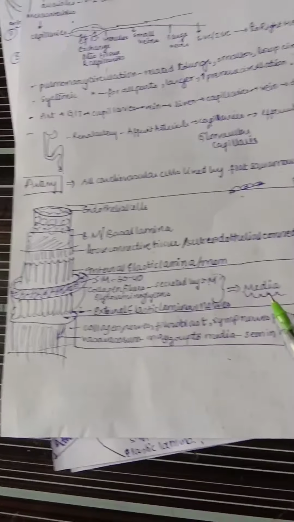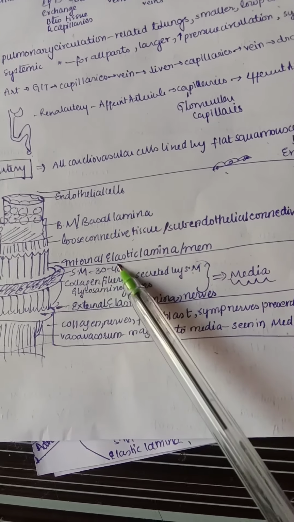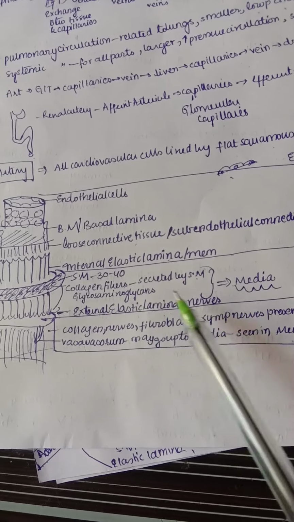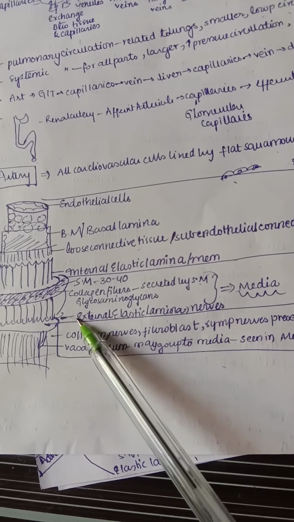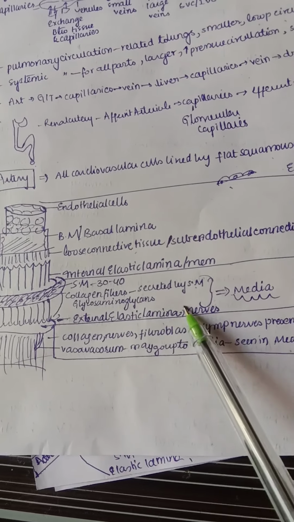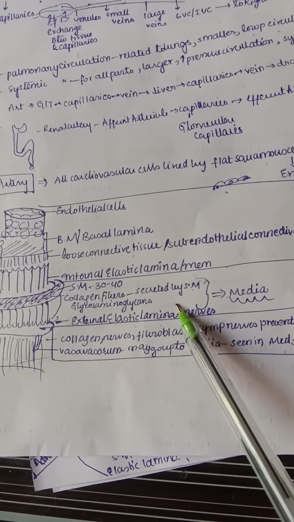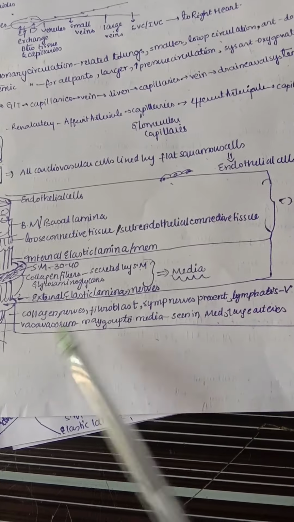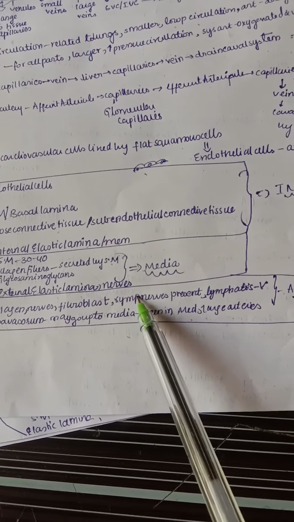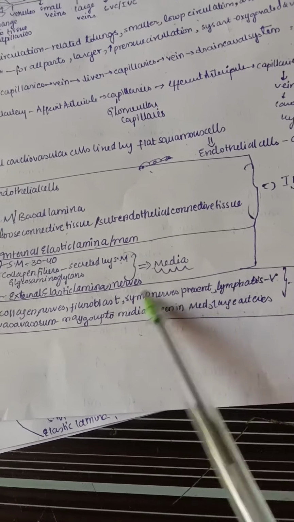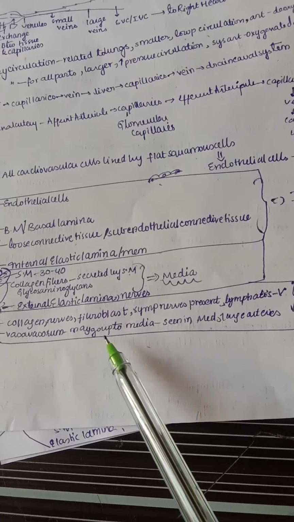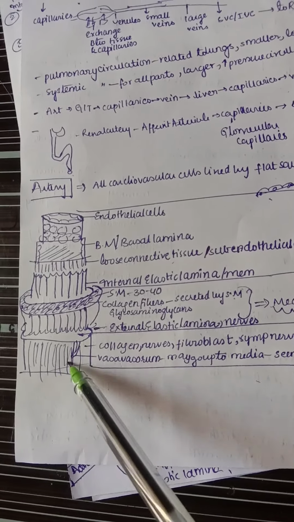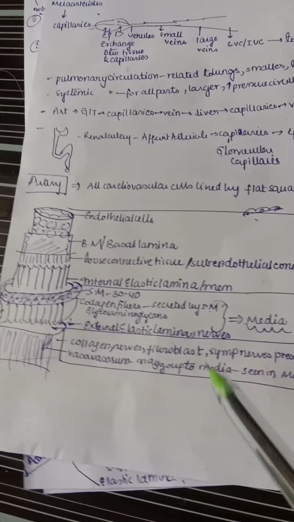Next, the media. What does the media contain? It contains mainly smooth muscles, collagen fibers, and also the external elastic lamina, some nerves, and also glycosaminoglycans. So this is the middle layer, that is the media, and the outermost layer is the adventitia. The adventitia contains collagen, nerves, fibroblasts, sympathetic nerves, lymphatics, and vasa vasorum. Actually, the vasa vasorum is a blood vessel which supplies the adventitia and also up to the outer border of our media.